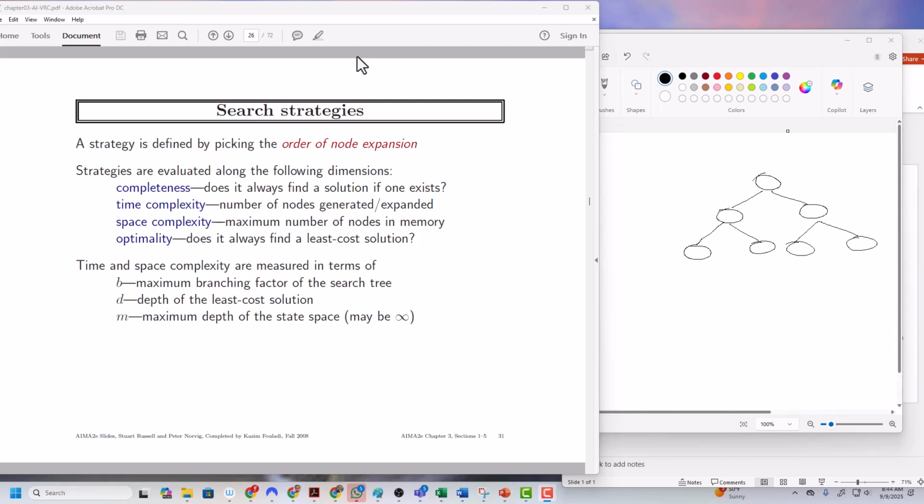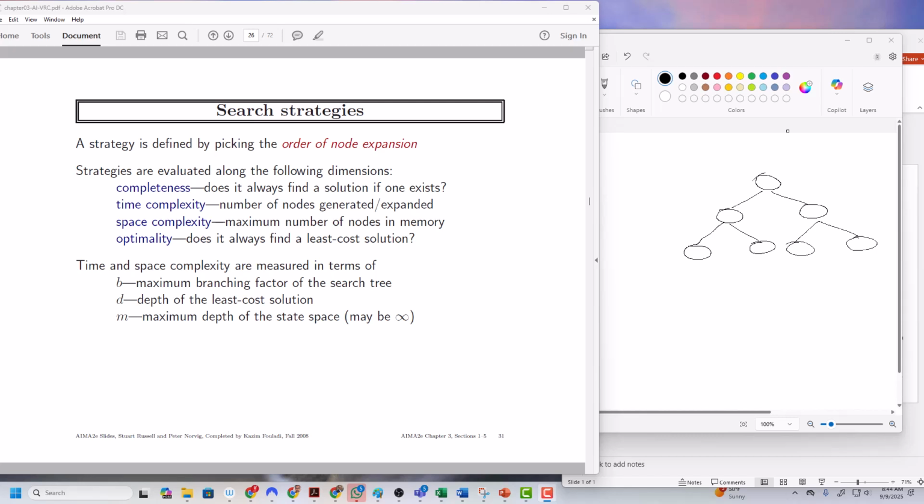Before we design specific search algorithms, we need criteria to compare them. We usually measure performance in 4 ways. The first one is completeness: will the algorithm always find a solution if one exists? The second one, in that order, is optimality: if it finds a solution, is it the best one? For example, the shortest path or least cost path, things like that.